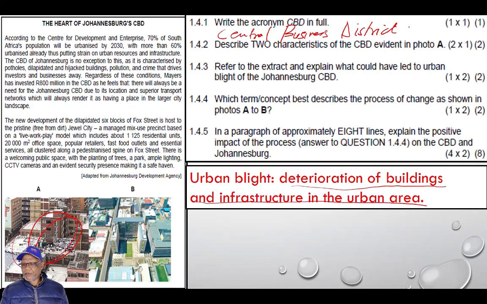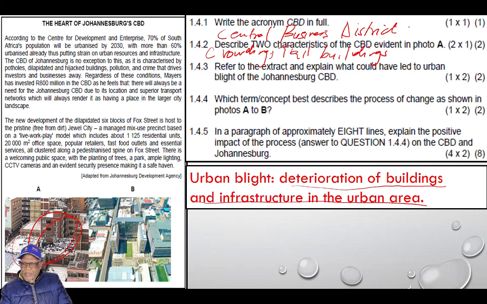Describe two characteristics of the CBD evident in photo A. Let's look at photo A. Describe two characteristics of the CBD that you can see there. You can see crowding there. You can see tall buildings. So that is what you can see from that: there's overcrowding, and there are tall buildings.